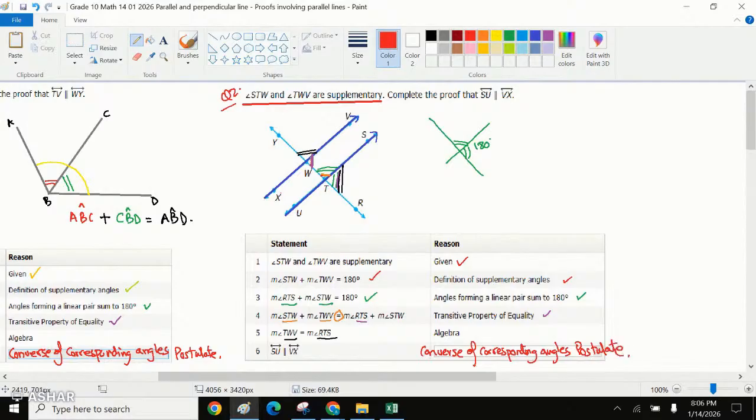Okay, we need to give a reason that defines why line SU is parallel to XB, right? The condition is converse of corresponding angles postulate. Okay, moving ahead, we move on to the next. Are there any questions till now?